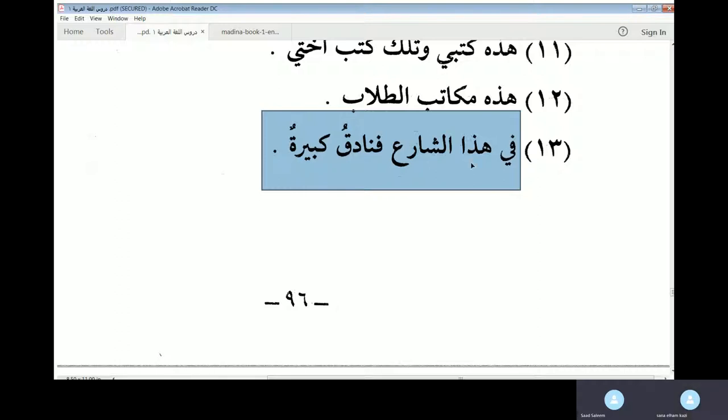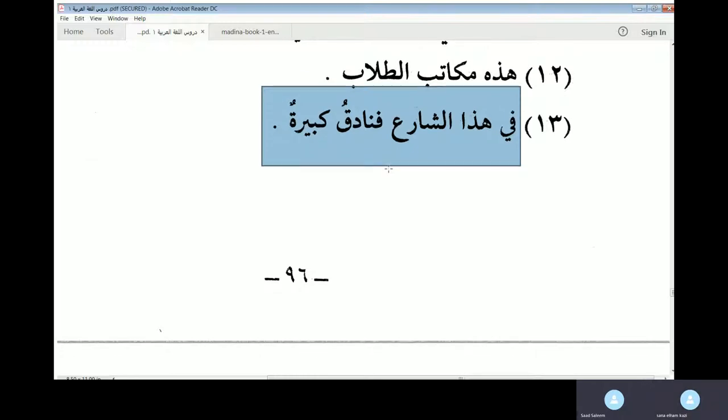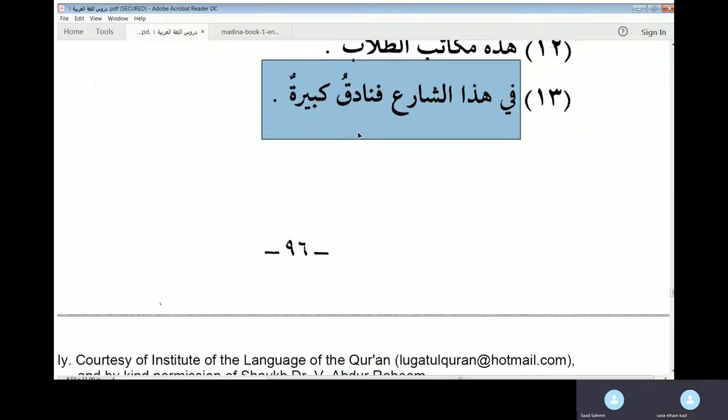Fi hadha shari'i, because of fi. في هذا الشارع فنادق كبيرة. This word فنادق is also on the pattern of مفاعل. That's why we are not using تنوين. Share means road, or you can also say street. Hotels. In this street or road, there are big hotels.